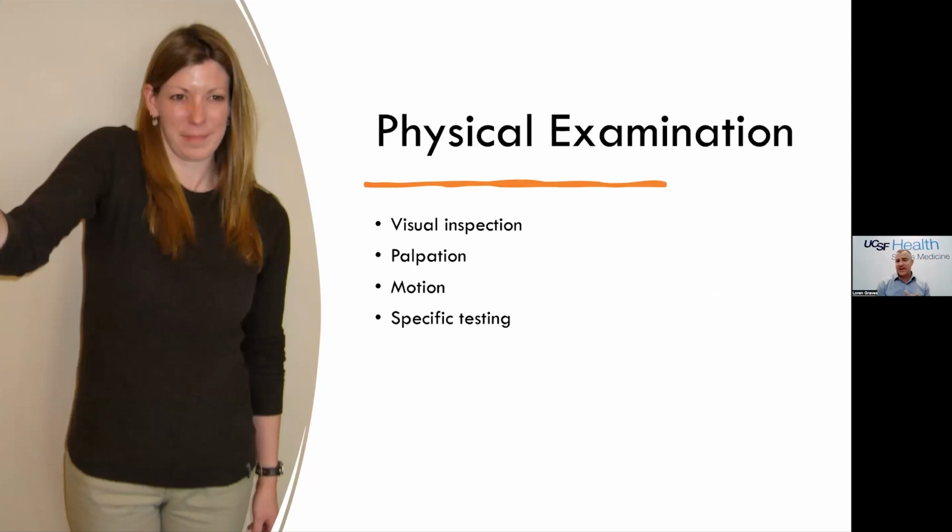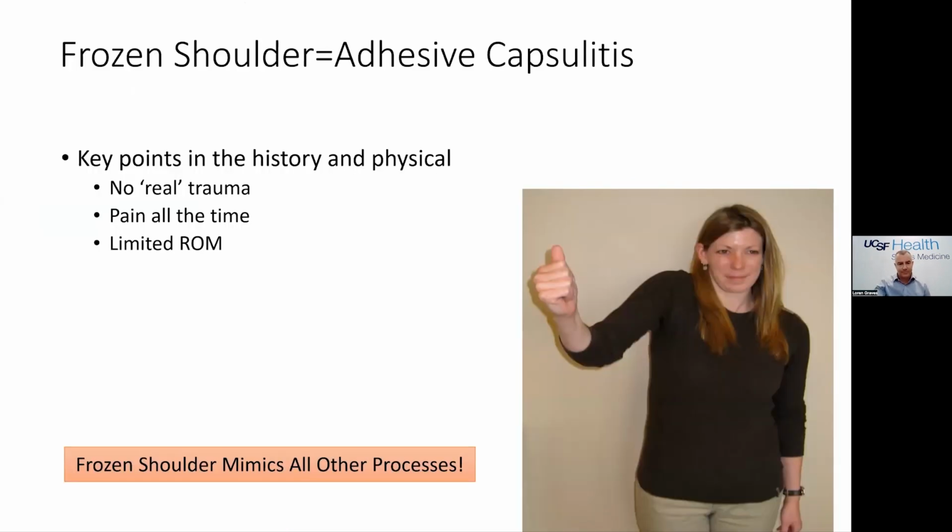So these physical exams are really easy. Once you look at a patient with frozen shoulder and you figure out it's frozen shoulder, you never forget it. So when you look at them, they cannot raise their arm up and they cannot reach behind their back. You don't need to do any palpation. I test their motion and I don't do any specific testing on these patients because it makes them miserable. So frozen shoulder is also known as adhesive capsulitis. And when you ask that, what I ask is, did you really have a true trauma?